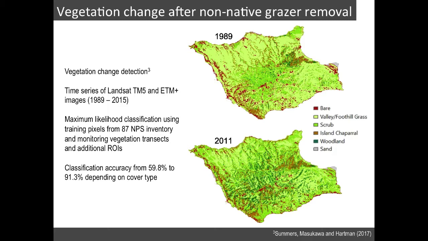The results really have been quite dramatic. Here we see two of what are called classified images. These are Landsat Thematic Mapper 5 images from 1989 and 2011. Each 30 meter by 30 meter pixel is classified as bare ground, grassland, scrub, island chaparral, woodland, or sand. These are very broad vegetation classifications. These are not floristic classifications, just very broadly categorizing the vegetation.